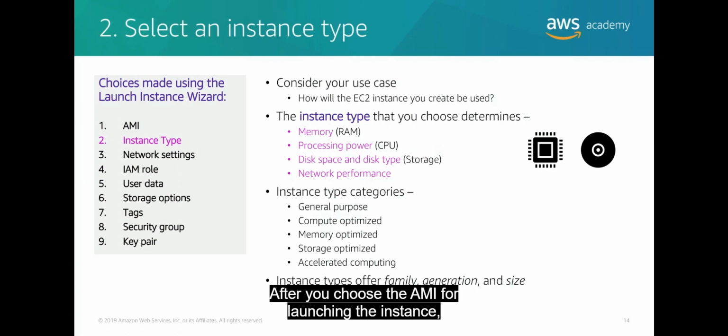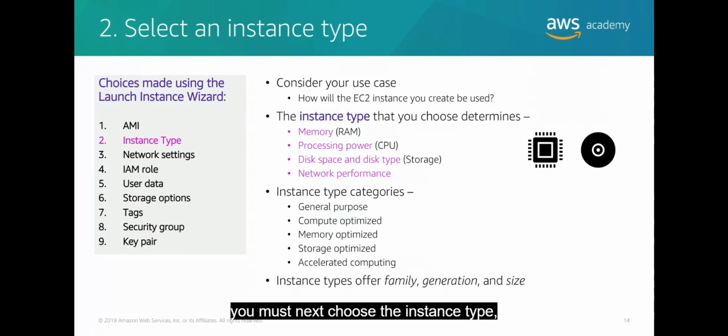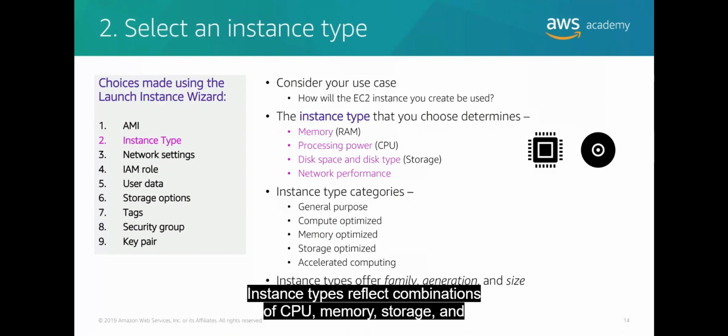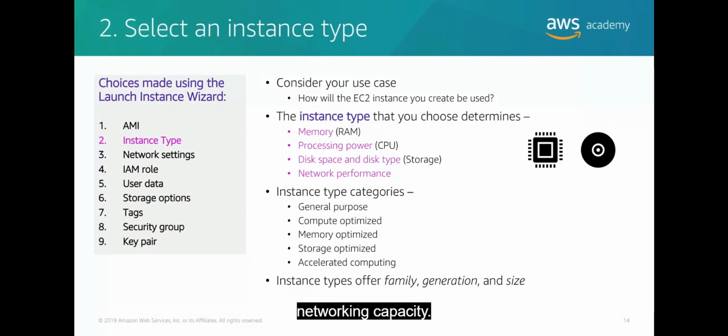After you choose the AMI for launching the instance, you must next choose the instance type. AWS EC2 provides a selection of instance types optimized for different use cases. Instance types reflect combinations of CPU, memory, storage, and networking capacity.